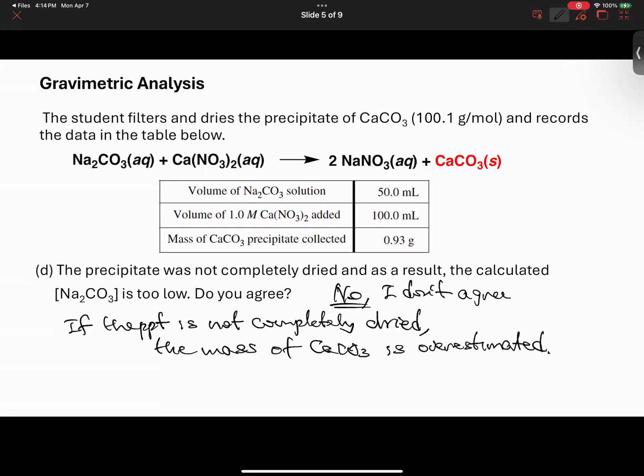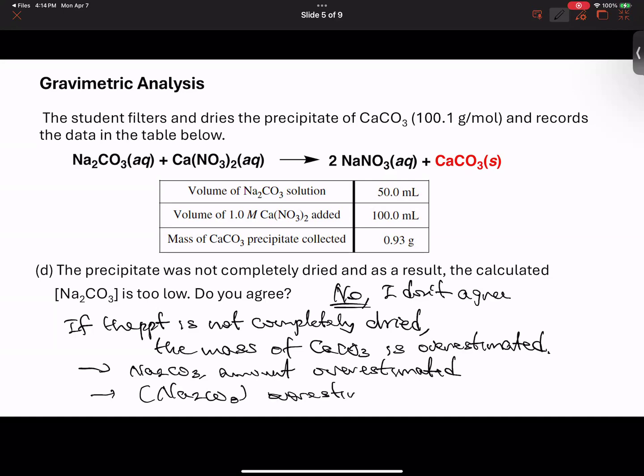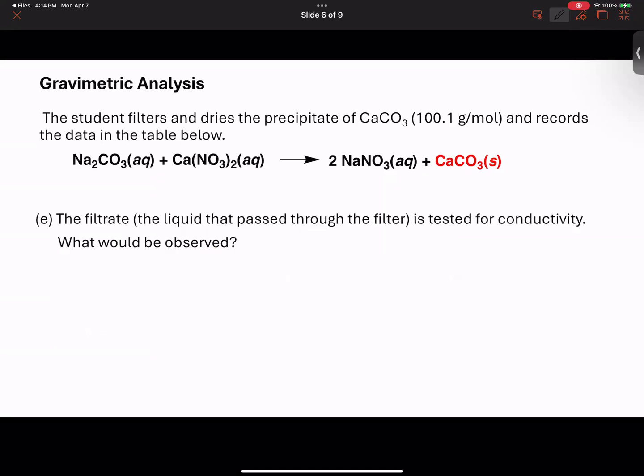Then because it is overestimated, according to our solution map, the amount of Na2CO3 is overestimated, because when you look at the solution map, it is directly proportional. As a result, the molarity of Na2CO3 is also overestimated. Not low, but higher when the precipitate was not completely dried. Okay. Now let's move up to the next one.